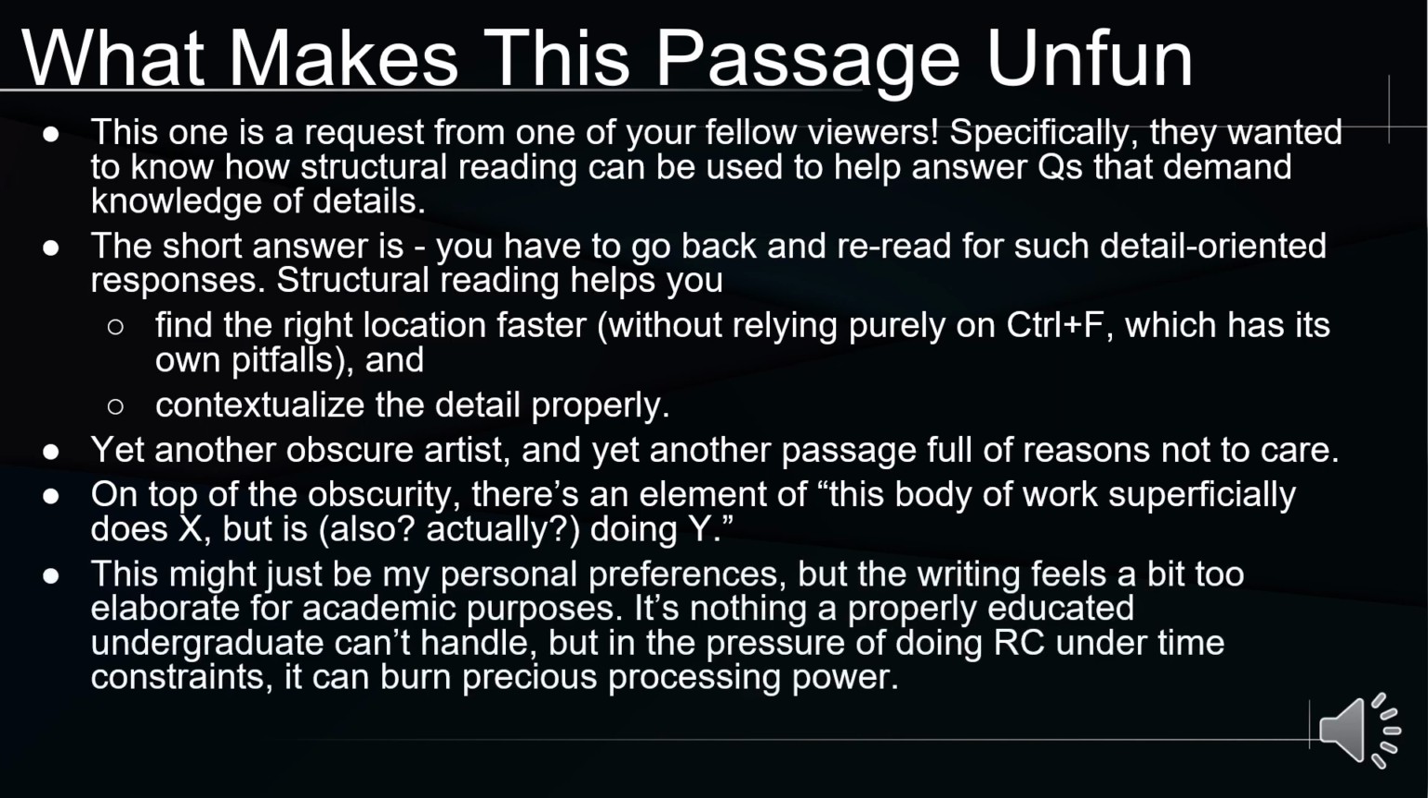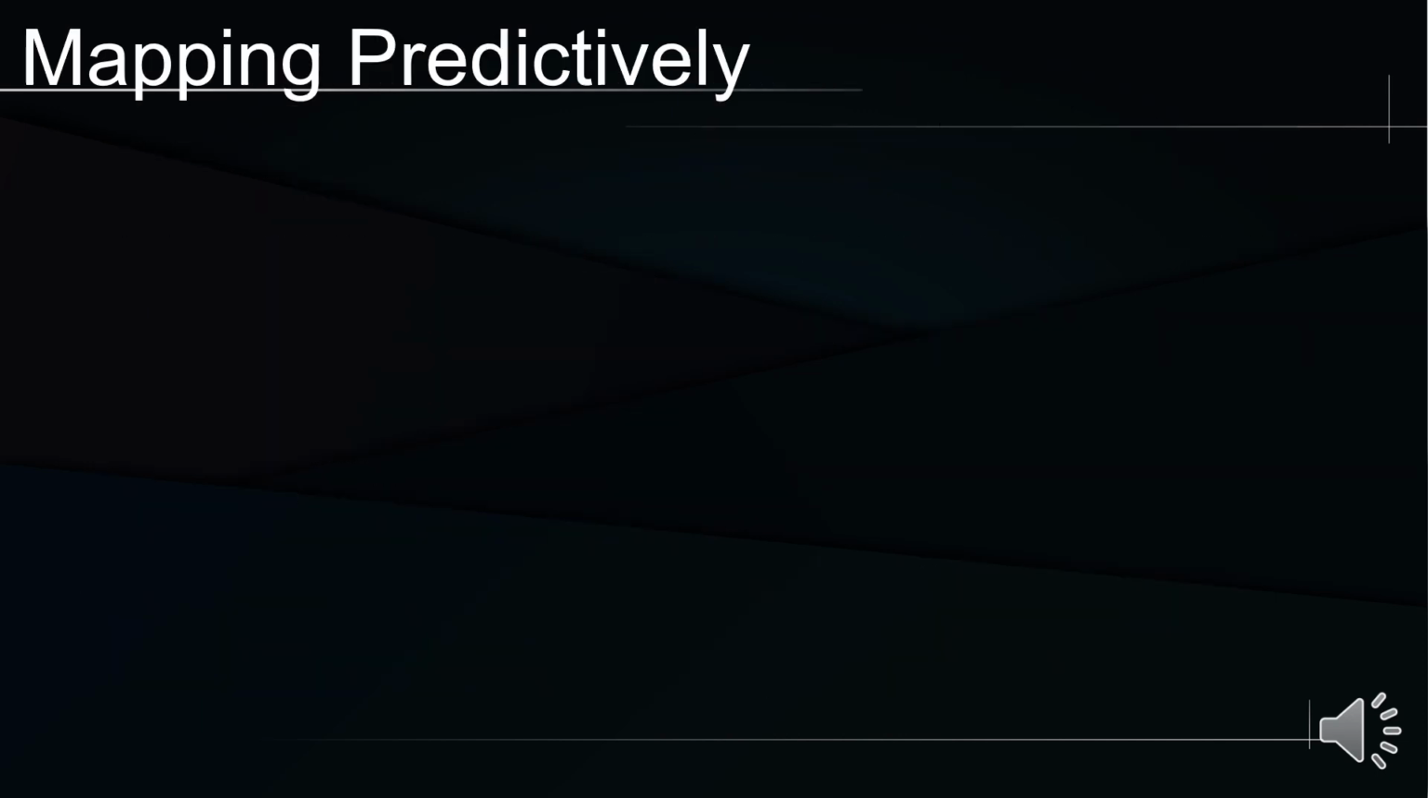So this might also just be my personal preference, but the final reason why I didn't like it was the writing feels a bit too elaborate for academic purposes. It's nothing a properly educated undergrad can't handle, but in the pressure of doing RC under time constraints, it can burn precious processing power. I didn't realize I just did an alliteration there, but yeah, it does eat up processing power. You have to do double takes sometimes, like, wait a minute, did I read that correctly? And as much as I tell you not to reread things, sometimes it's instinctive, right? So it happens. So without further ado, let's actually get into the content itself.